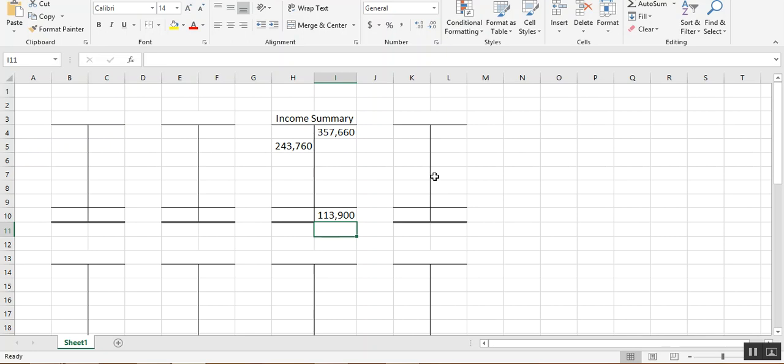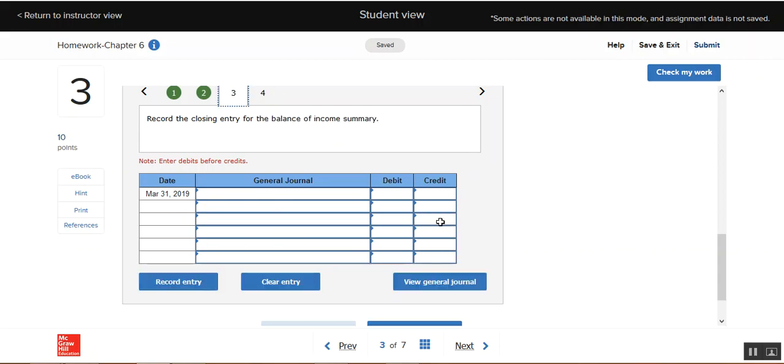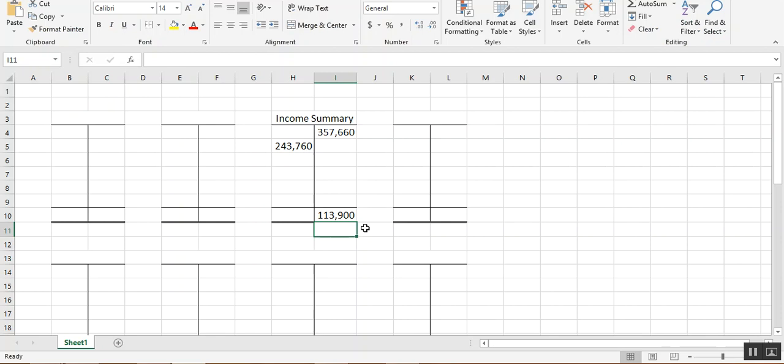So at this point, we have a credit balance in income summary of $113,900. So step number 3 says close out income summary. So to close out income summary, we need to get rid of that $113,900 credit. So to get rid of that, we're going to have to debit it $113,900.